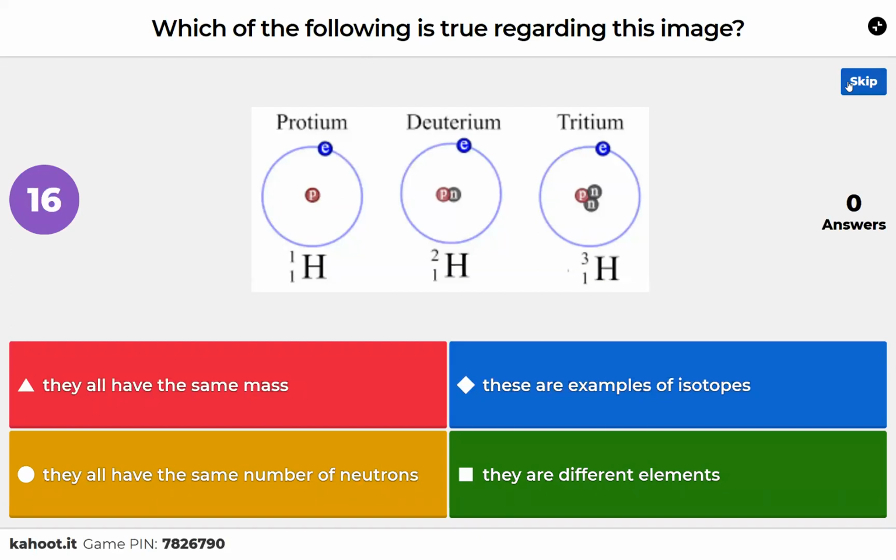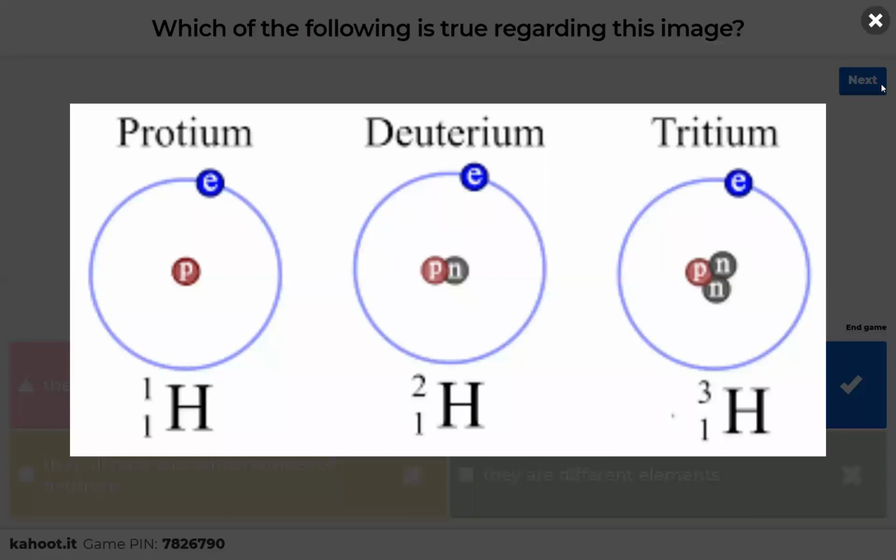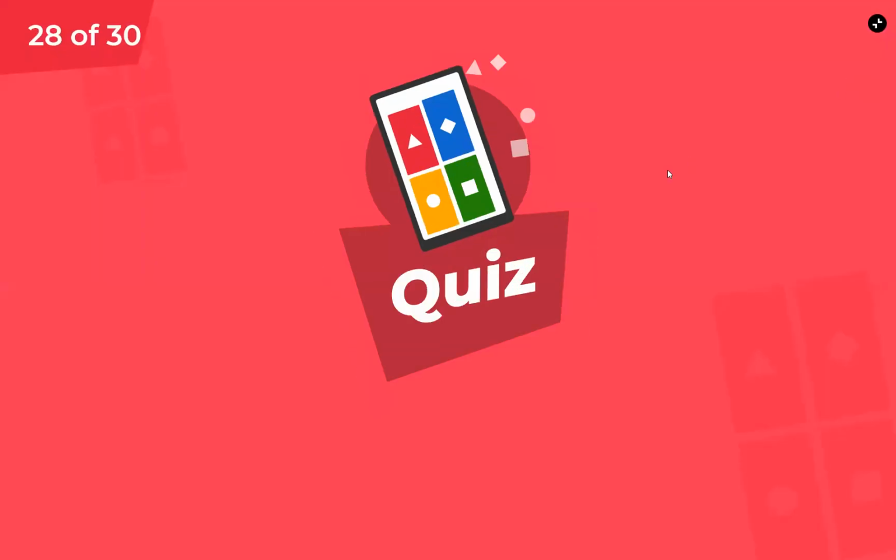Which of the following is true regarding this image? Yeah, so they don't have the same mass. You can see that they have different masses, but they are all hydrogen, so it's the same. They are the same element, they're not different elements. And they obviously don't have the same number of neutrons if they have a different mass. So these are examples of isotopes. Okay, how many questions? 3 left.